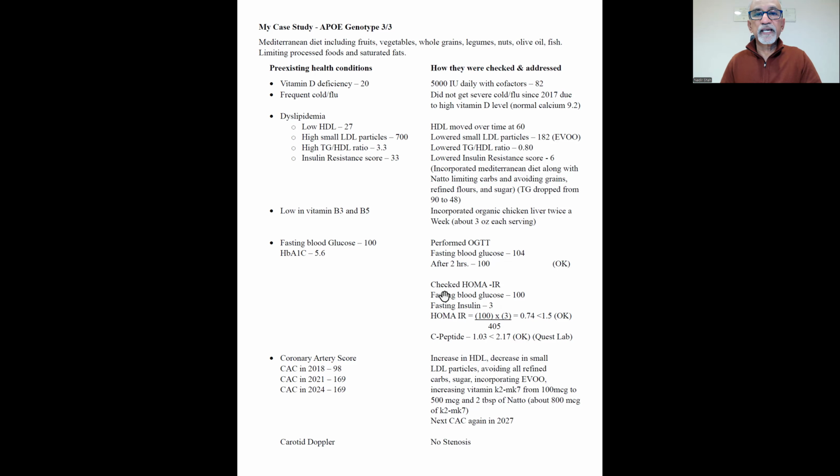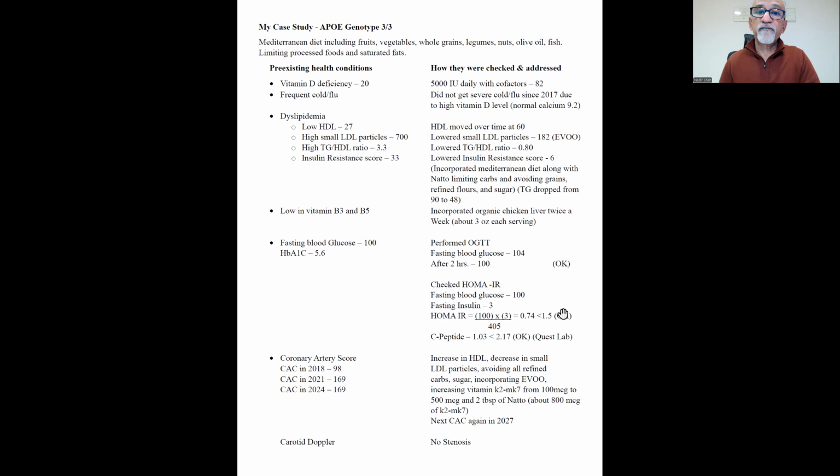Still, I was not happy. I wanted to check another marker. In fact, 2 markers: fasting insulin, and I had another test for fasting blood glucose. It was 100. They checked my fasting insulin in that test. It was 3. And then I calculated HOMA-IR with this formula: 100 times 3 divided by 405. This is based on US units. So it came out to 0.74, which is less than 1.5.